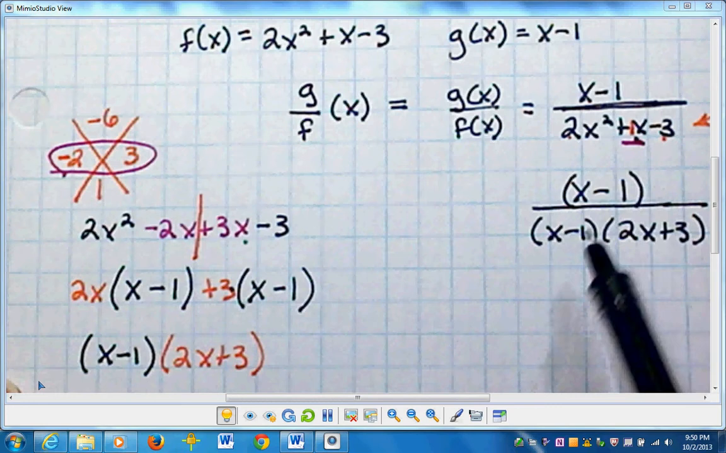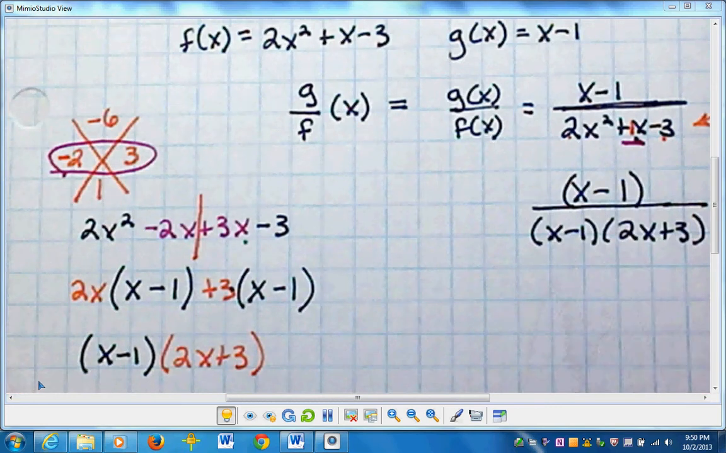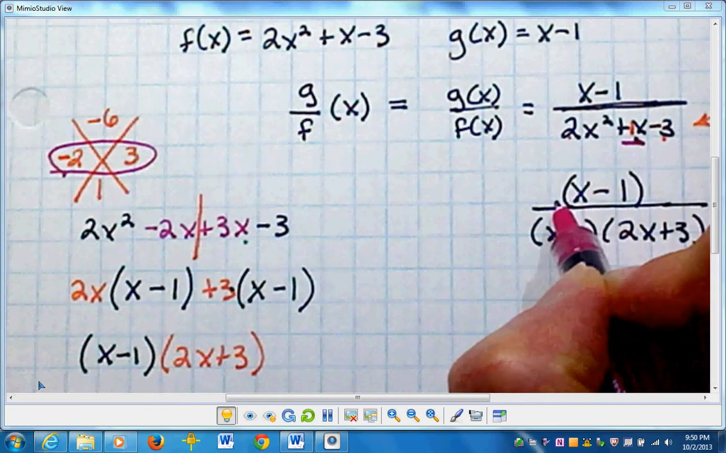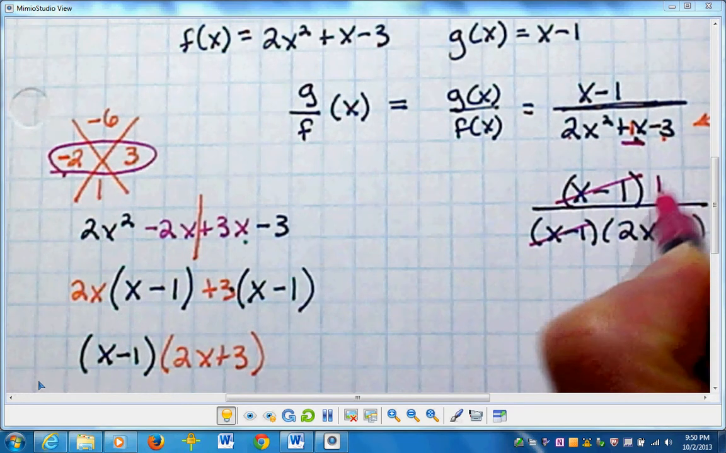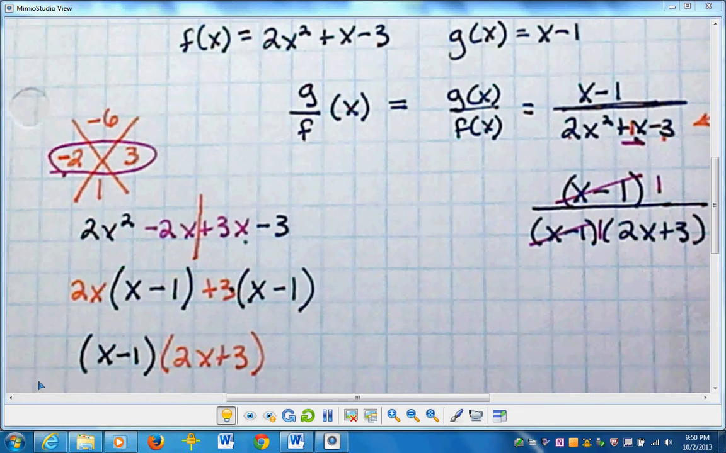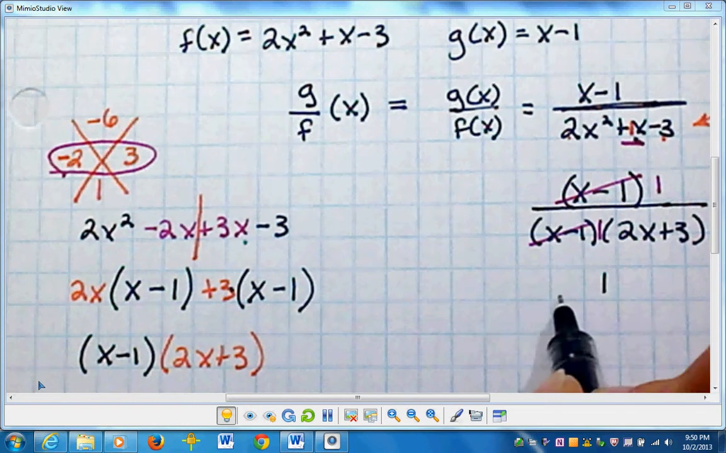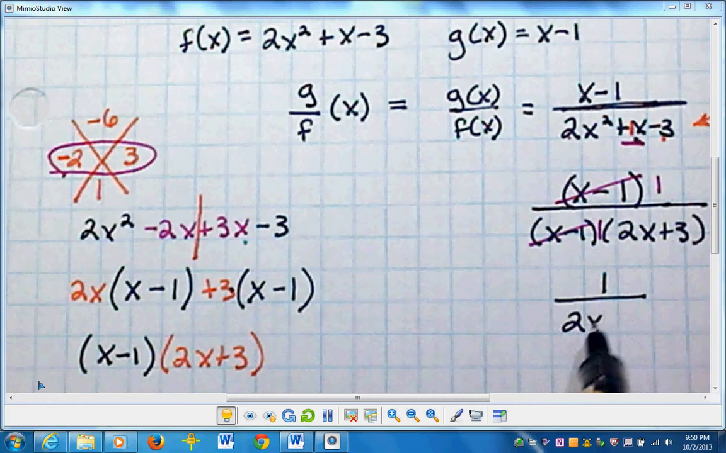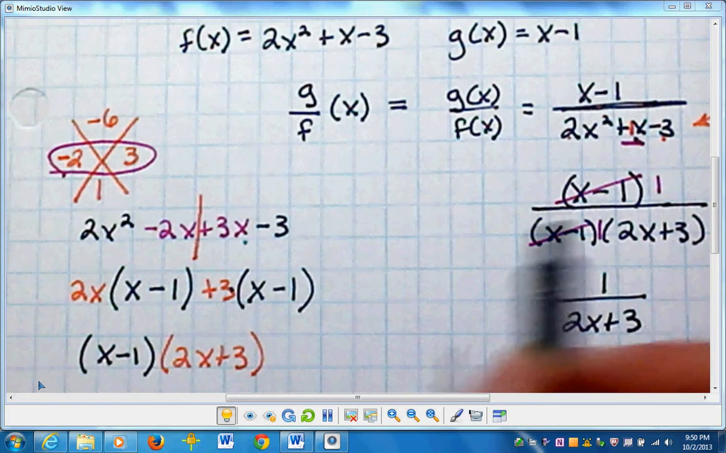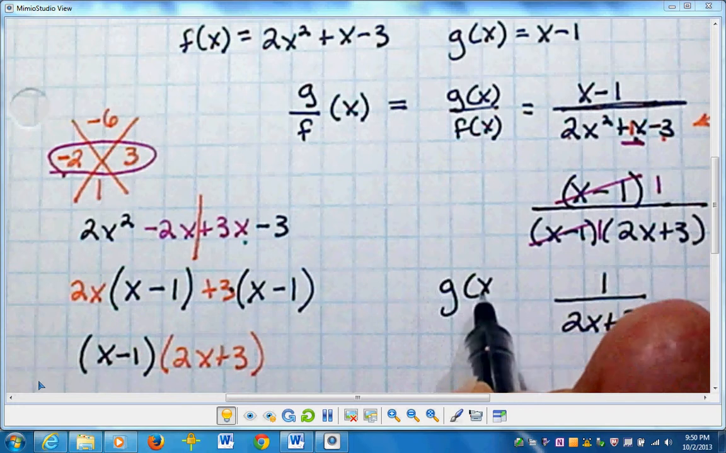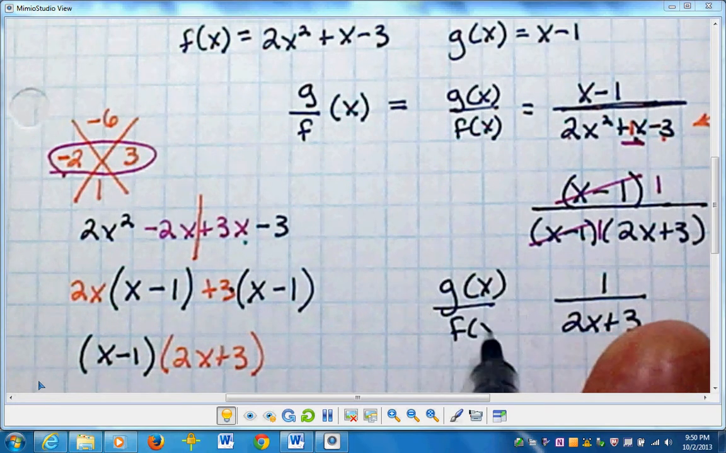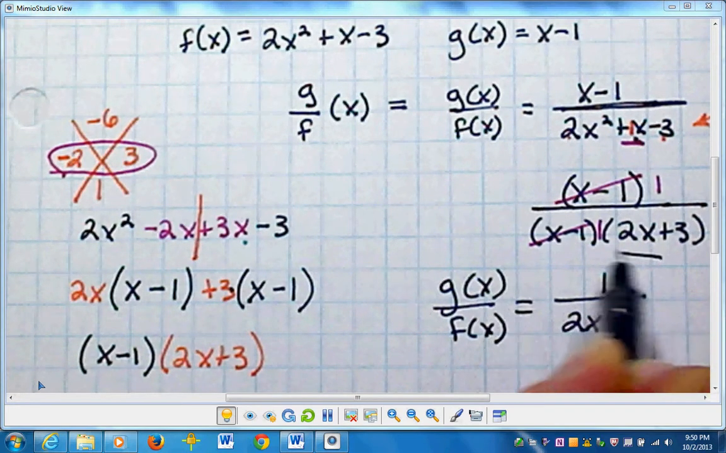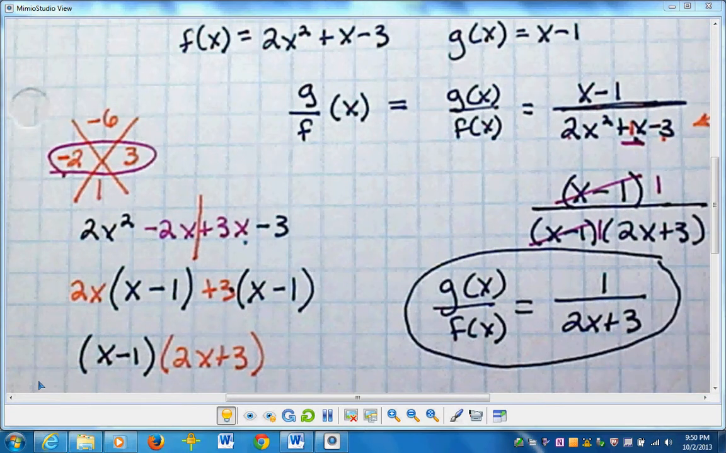So my x minus 1 and my x minus 1 are the same number. So those divide out to 1. So that leaves me with 1 over 2x plus 3. So g of x divided by f of x is equal to 1 divided by 2x plus 3.